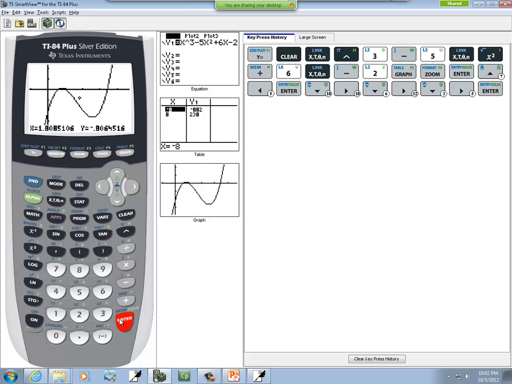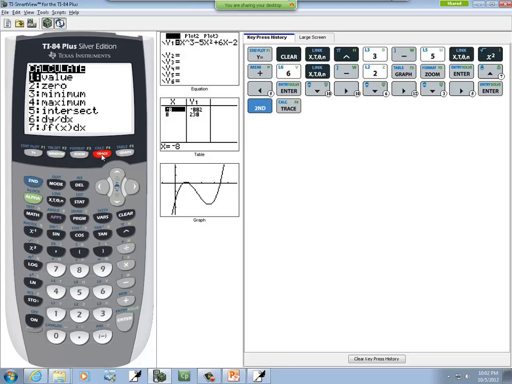Okay, so now we can see things a little bit better. Okay, this right here looks like a relative max. So let's find that first. We're going to do second trace, and you see we got a maximum, the fourth one. So I'm going to press forward to choose maximum.